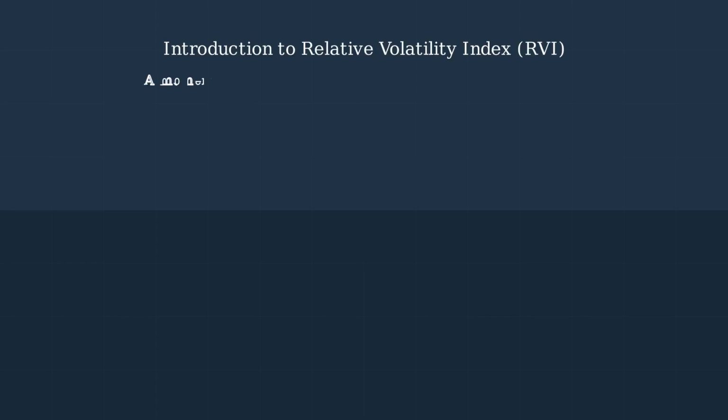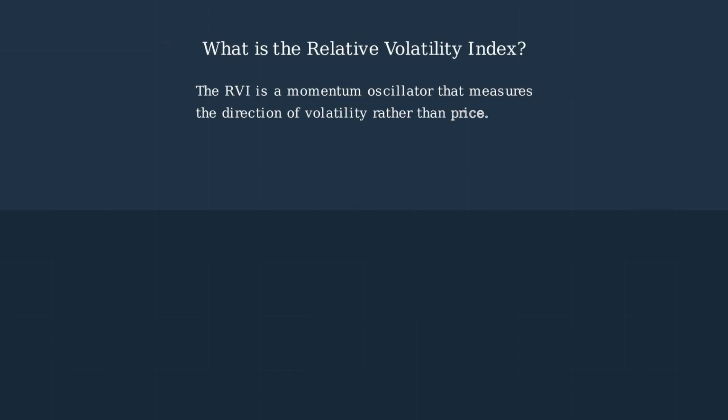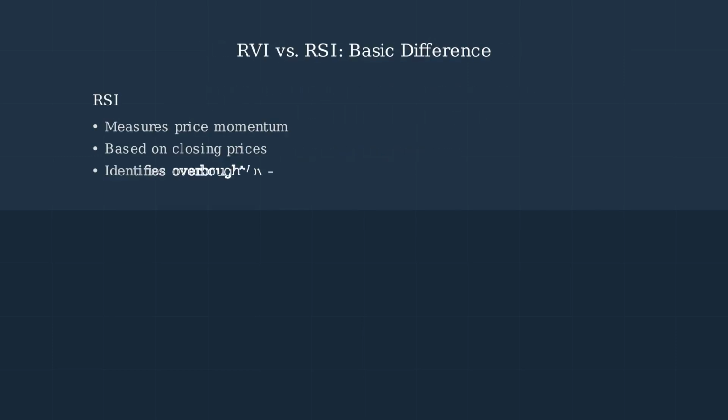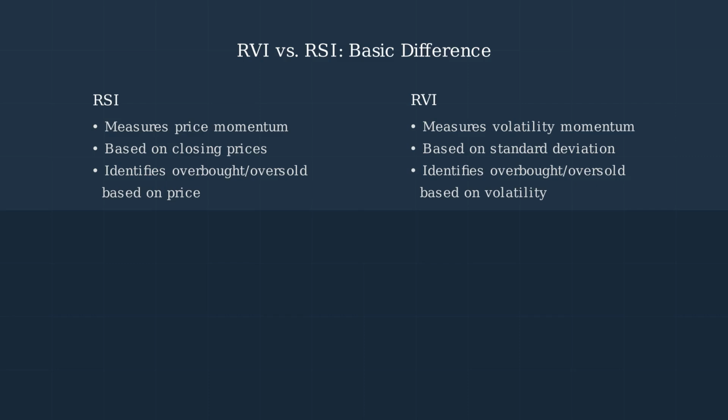Understanding the Relative Volatility Index starts with recognizing its purpose in trading analysis. The Relative Volatility Index, or RVI, is a momentum oscillator designed to measure the direction of volatility rather than price movement. It was developed by Donald Dorsey. While similar to the Relative Strength Index, or RSI, the RVI focuses on volatility rather than price. RSI measures price momentum based on closing prices, while RVI measures volatility momentum using standard deviation calculations.